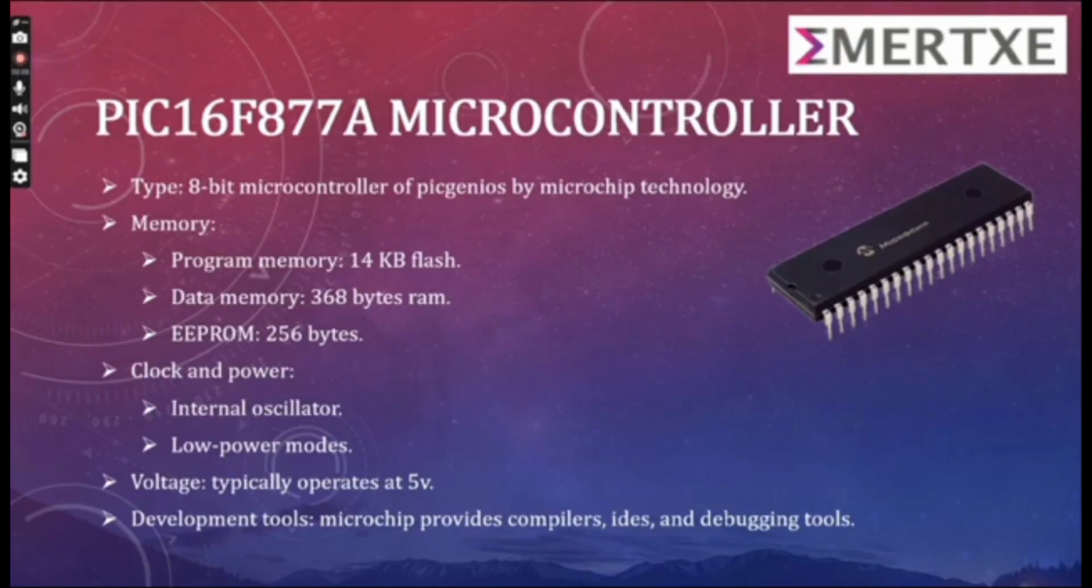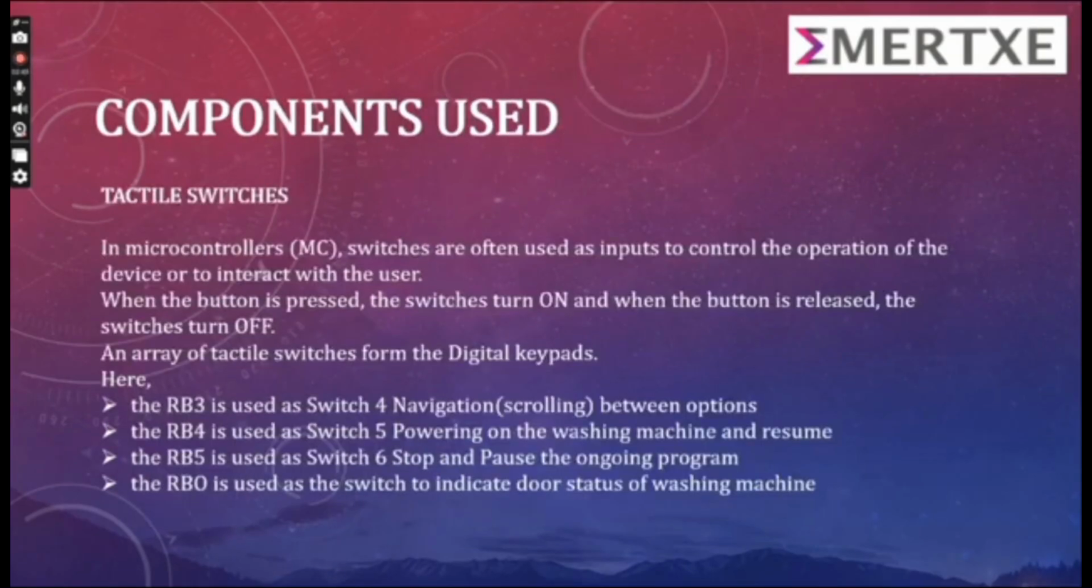Then we have clock and power, which involves an internal oscillator and low power modes. The voltage at which it typically operates is 5 volts, and it provides development tools like compilers, IDEs, and debugging tools.